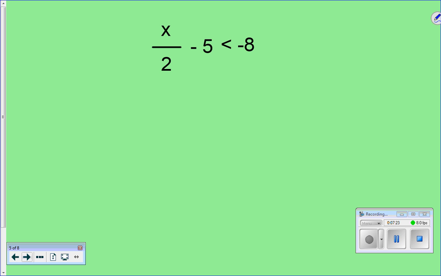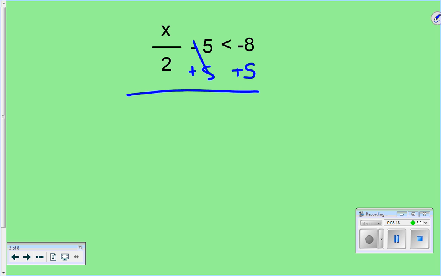So x divided by 2 minus 5 is less than negative 8. So how are we going to solve this one? Careful with your negatives. That's important. You going to try it? What do I have to do first? Yes, plus 5 first. Good job. Plus 5 on both sides.